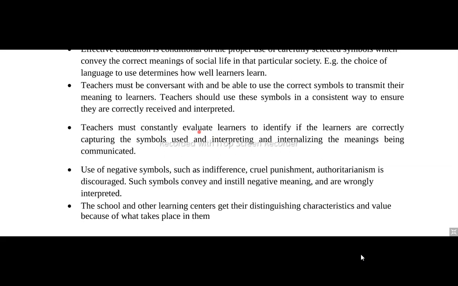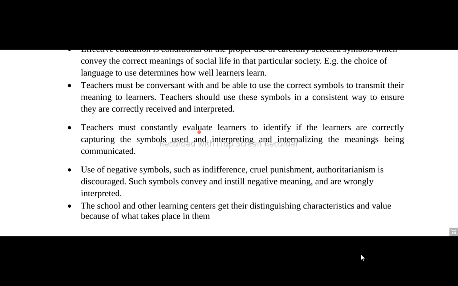For example, you are teaching mathematics. Some of you are mathematics teachers. There are so many symbols in mathematics. So as you are teaching, before the end of the lesson, you give exercises. As you're giving those exercises, you are trying to evaluate whether the learners have understood the symbols.